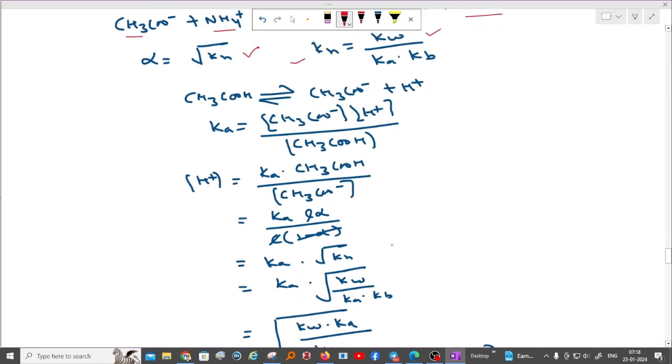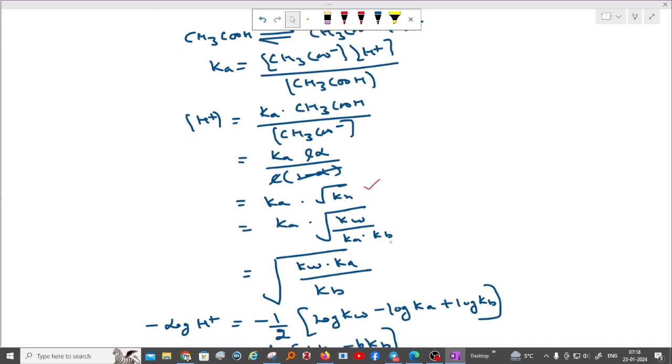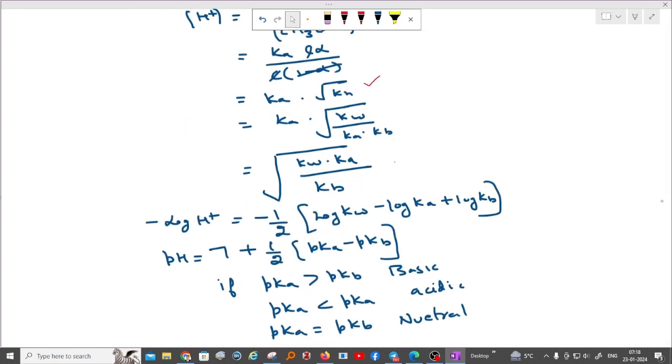Okay, now K for this reaction will be equal to acetate ion and H plus and C acetic acid, and H plus will be equal to Ka times acetic acid upon acetate ion. Then if you put the values of concentration, it will go C alpha and C into 1 minus alpha, and C and 1 minus alpha will also cancel, so Kh equals alpha squared, and root of Kh we can write, and Ka into this, and this can be written like this.